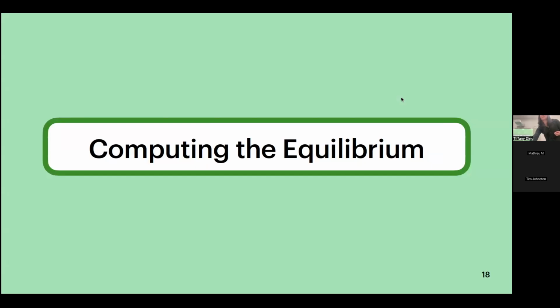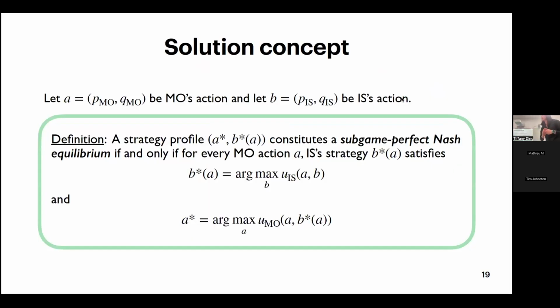So now we're going to start computing the equilibrium. And specifically the type of equilibrium we want to compute is a subgame perfect Nash equilibrium. So just in case you haven't seen this concept before, in our game, the actions actually have two values. So I'll just use A to denote the action set chosen by the marketplace operator, and B the actions chosen by the independent seller. So in order for a strategy profile A star and B star, which is a function of A, to be a subgame perfect Nash equilibrium, we need to satisfy two conditions.